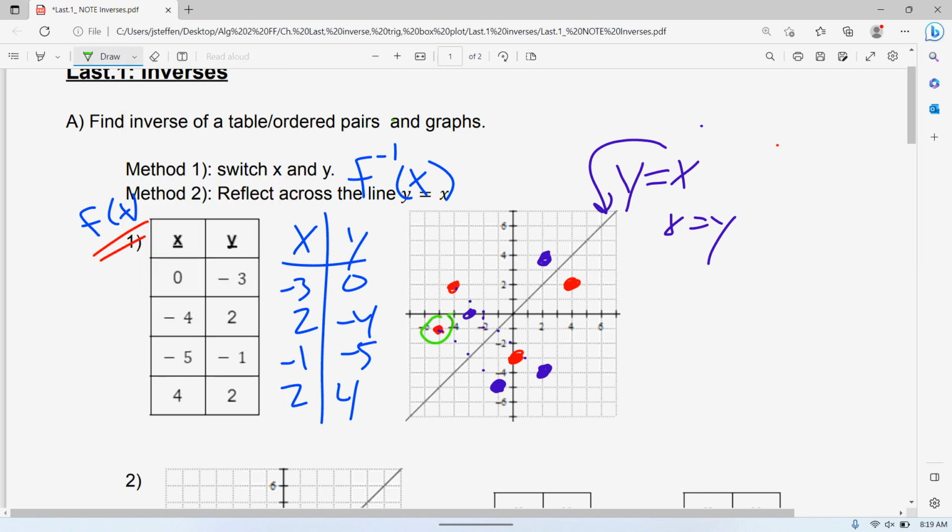This one was at -5, -1. This one is at -1, -5. Every single one of them is like that. This one is over 4 up 2. This is over 2 up 4. Just switching your X and your Y.